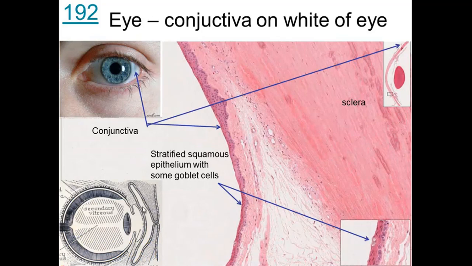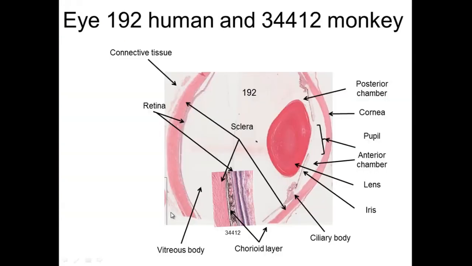So whenever the cornea was developing, here's the cornea here, the epithelium from the skin, the stratified squamous epithelium from the skin, came in through there and made the conjunctiva surrounding the inside of the eyelid, as well as covering the white of the eye as well. And so then we still have stratified squamous epithelium at the top of the cornea, as we'll see in a minute.